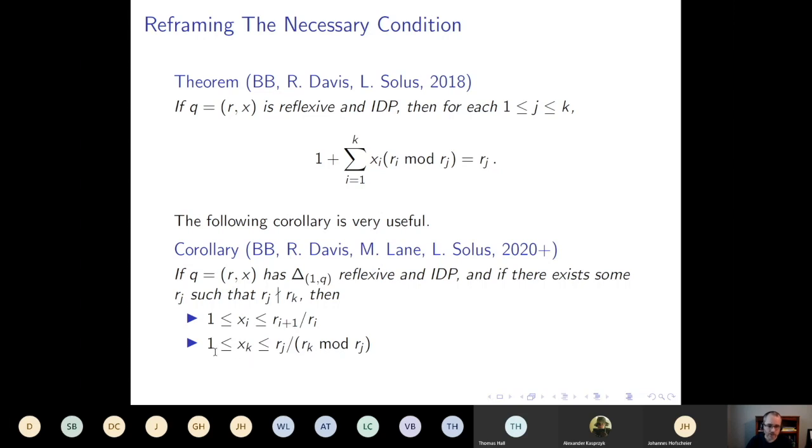And then 1 is also less than or equal to xk, which is less than or equal to Rj divided by Rk mod Rj. And remember also that Rj does not divide Rk, so this is going to be a non-zero value. Okay. So this is what tells you that there's only finitely many multiplicities that are candidates for an IDP reflexive delta 1q supported on this R.